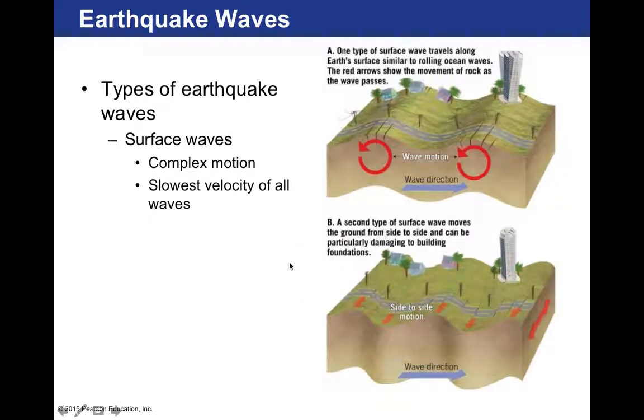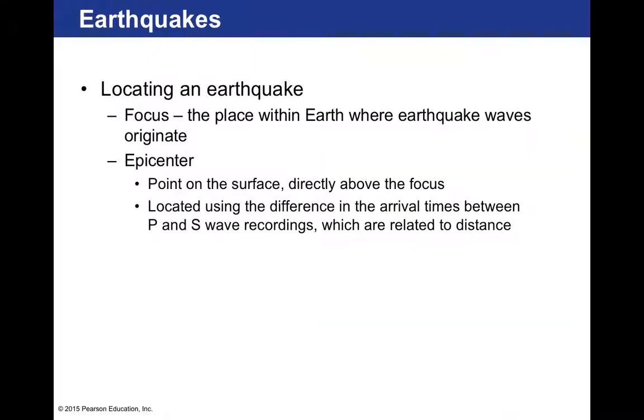Another type of wave is called a surface wave. This wave is very complex in motion, and it could be in 3 dimensions. It's the slowest of all the different types of waves, but these are the waves that would actually cause the destruction on the surface of the Earth, or these complex surface waves that exist after an earthquake.